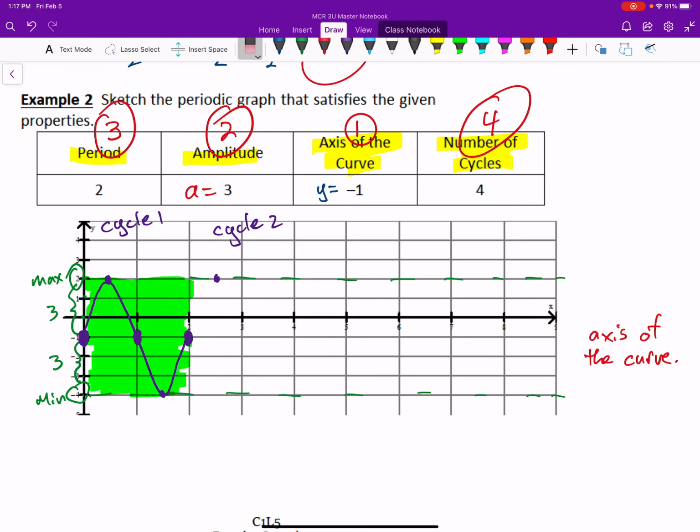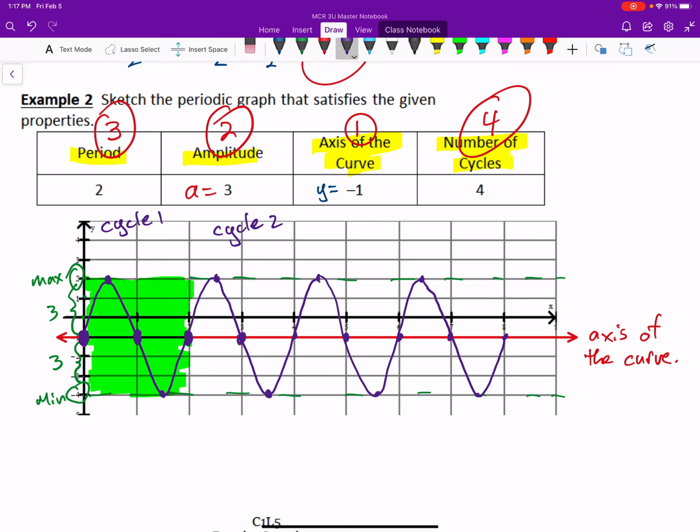My axis of the curve is negative 1, so I am putting my point on negative 1. Minimum, back to the axis. Maximum, axis of the curve, minimum, axis. Maximum, axis, minimum, axis. So repeating the exact same curve over and over.